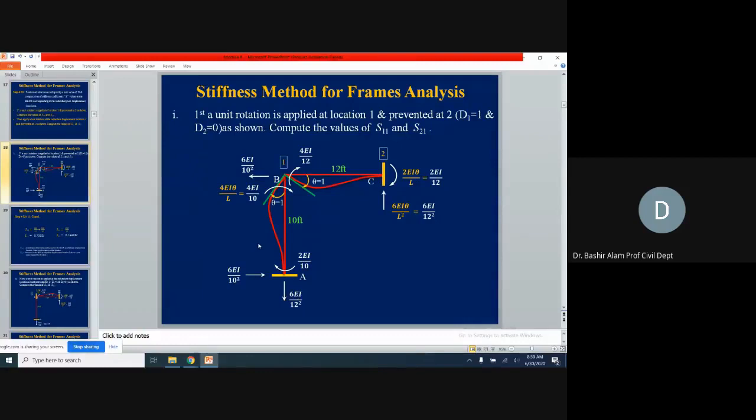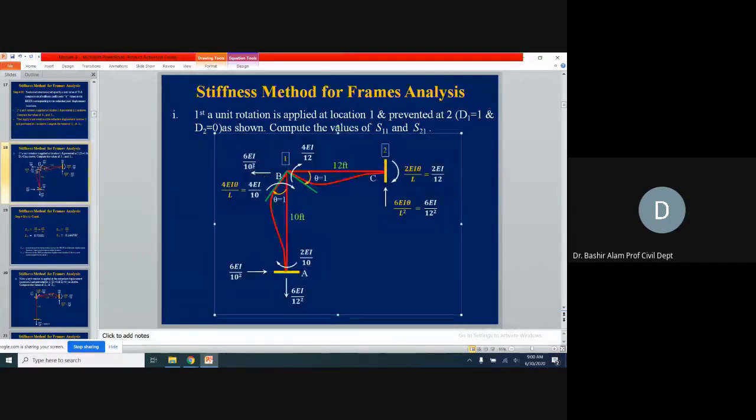Coming to member BC, here the shear from the AB member is leftward directed, 6EI over 10 square. At the same joint B for member BC, it will become rightward directed, 6EI over 10 square, which is going to be balanced by the leftward directed 6EI over 12 square. So I should be showing it to the right here, 6EI over 10 square. When you get to the AMD matrices, you should be taking these values accordingly.